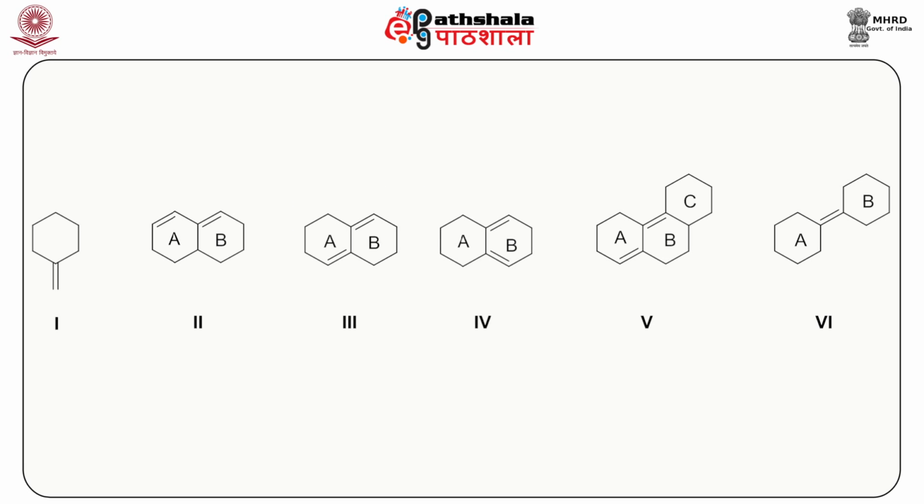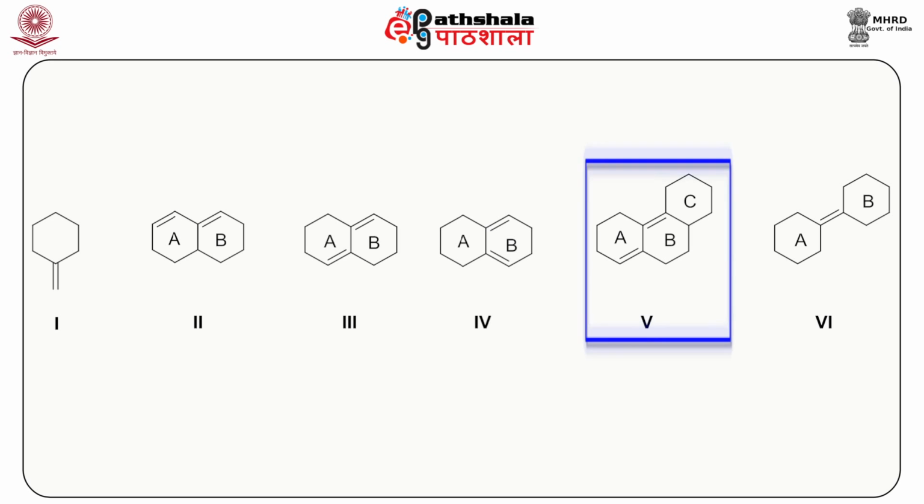Now, as you can just figure out for the rest of the figures, let me take example number 4, in which both double bonds are present within ring B, making them endocyclic to ring B, while both the double bonds are exocyclic to ring A.